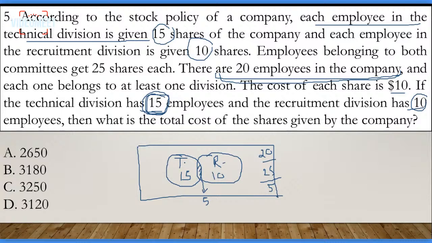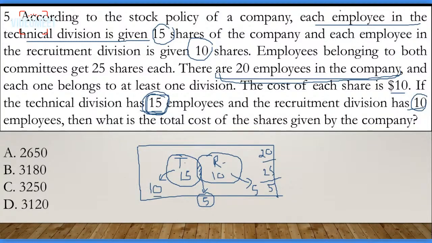For only the technical division, we subtract the 5 employees who are common to both. That means only technical division employees are 10, and only recruitment division employees are 5. In the technical division 10 employees, in both divisions 5 employees, and only recruitment division 5 employees.